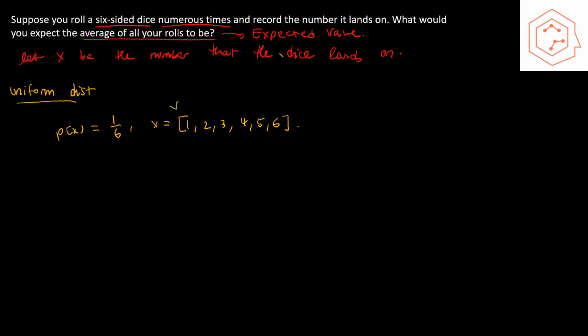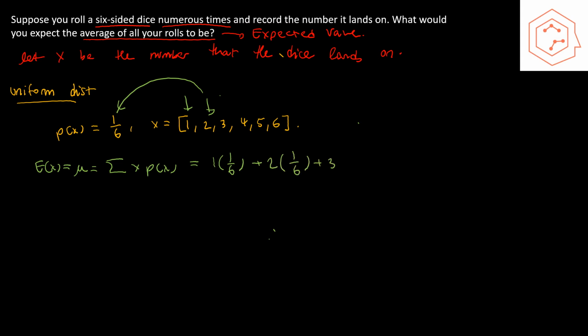So the expected value in this case is equal to the average of this probability distribution, which is equal to the sum of each point multiplied by the associated probability, which is equal to 1 times 1 over 6 plus 2 times 1 over 6 plus 3 times 1 over 6, and so on.